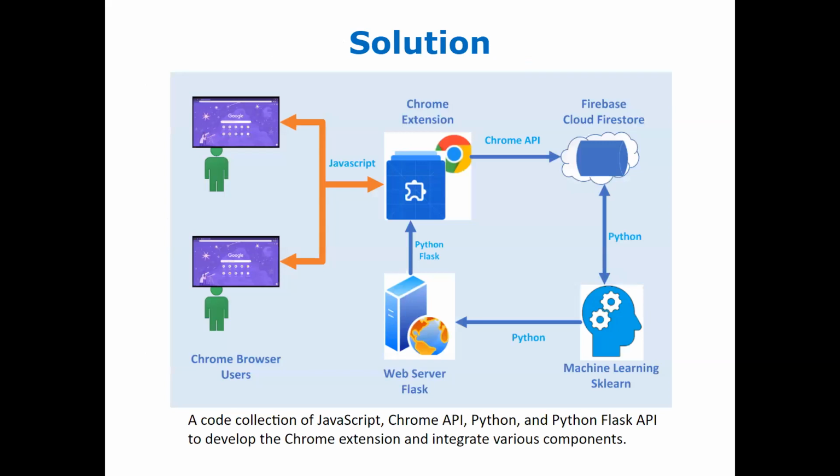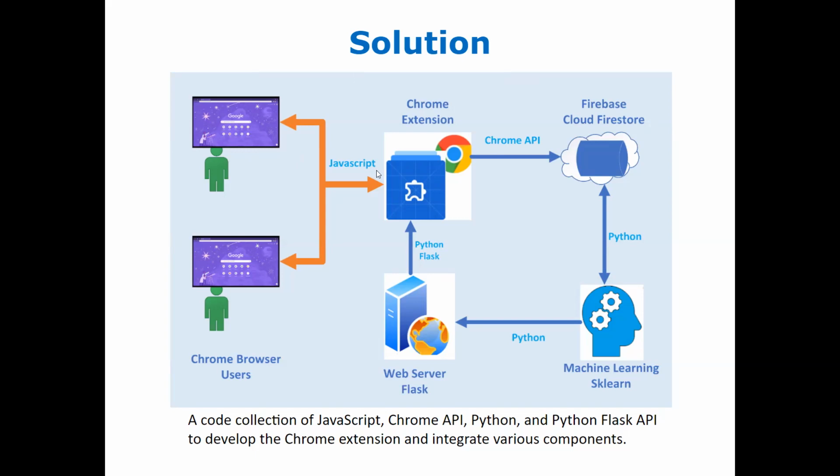So this is the solution that I came up with. We start at a Chrome extension over here, at the top, the green person with the Chrome extension, and the Chrome extension is made with JavaScript. On opening a new tab or going to a new website, the Chrome extension will run a Chrome API, which will essentially get the time and date and the URL that the user has opened, and then it'll send it into the Firebase Cloud Firestore, which is the database that I decided to use for this project.